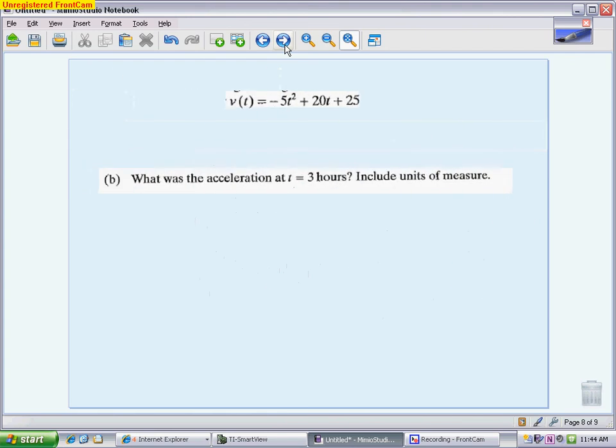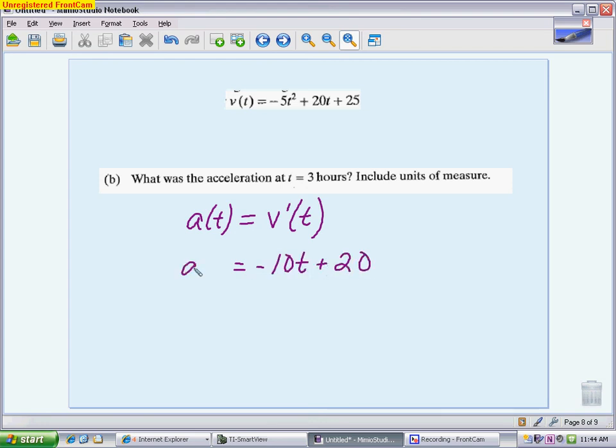Part B wanted to know the acceleration at 3 hours. A couple of things you could do: you could do this by hand, or with the calculator, and I'm going to show you both. If you want to do it by hand, acceleration is the derivative of velocity, so you could write that down so the grader knows what you're doing. Acceleration is the derivative of velocity. So if I take the derivative of velocity, I get negative 10t plus 20.